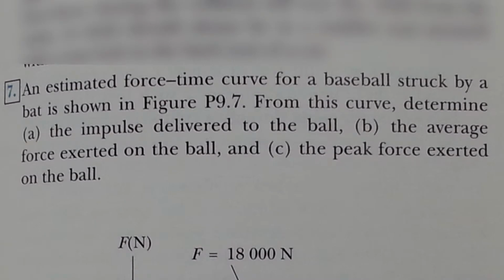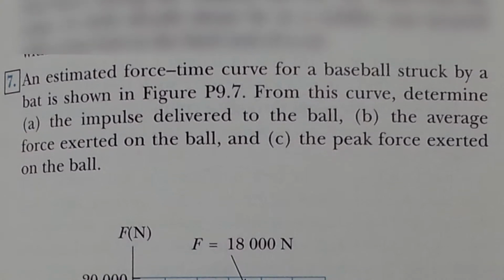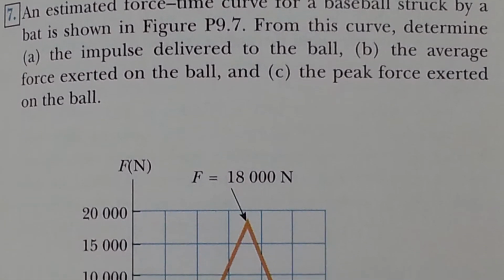Chapter 9, Problem 7. An estimated force time curve for a baseball struck by a bat is shown in figure P9.7. From this curve, determine A, the impulse delivered to the ball, B, the average force exerted on the ball, and C, the peak force exerted on the ball.